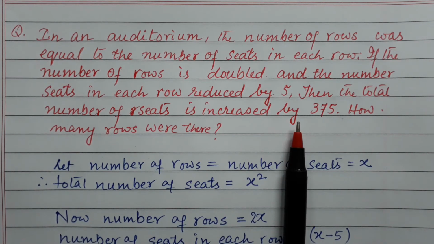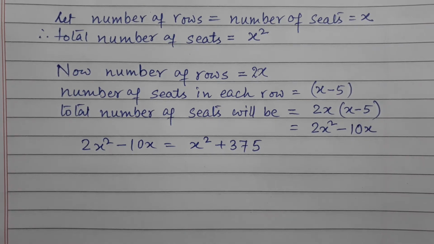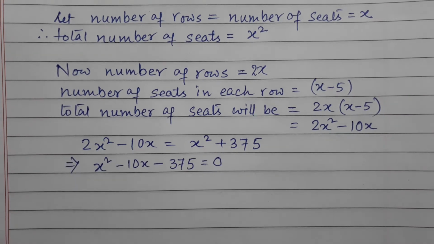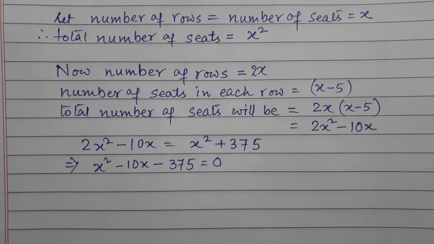Now since after doing this the number of seats has increased by 375, we can write 2x square minus 10x, that is the new total number of seats, equals x square plus 375. x square was the previous number of seats plus 375. Now after putting all the terms on one side we get this equation.